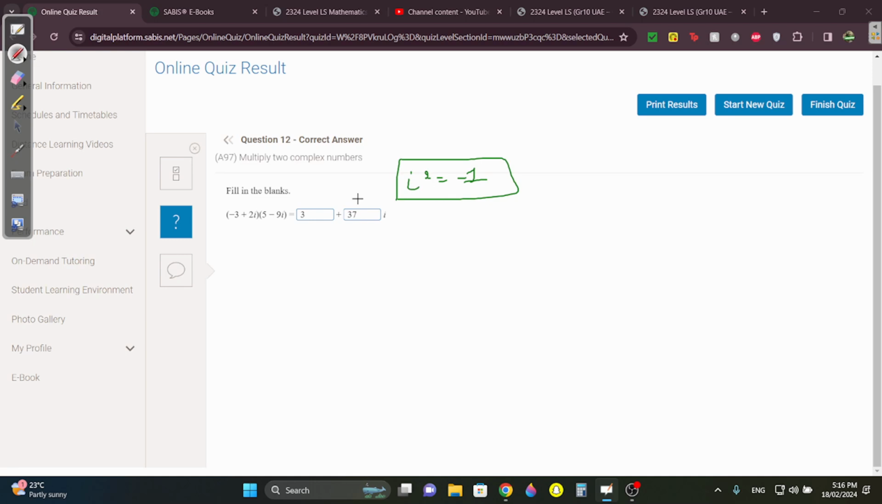Okay, let's solve this. This is really easy. Just distribute. Minus 3 times 5 is minus 15. Minus 3 times minus 9i is actually plus 27i. 2i times 5 is 10i. And 2i times minus 9i is minus 18i squared. Okay, let's simplify a bit. Let's put minus 18i squared over here. Let's put 27i and 10i together and get 37i, and minus 15.